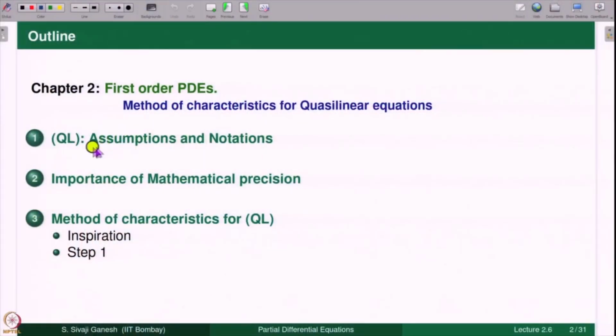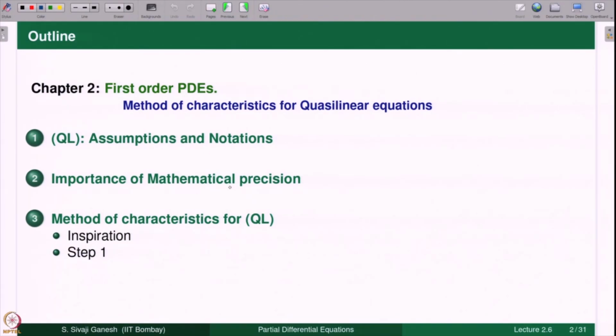We start the discussion of method of characteristics for quasi-linear equations from this lecture onwards. The outline for today's lecture is: first we recall the assumptions and notations which are used in the context of quasi-linear equations, and we emphasize the importance of mathematical precision. We see a couple of statements which could wrongly imply wrong things, which are written in language that can be read in many ways. So, this highlights the importance of understanding mathematically what we write in language.